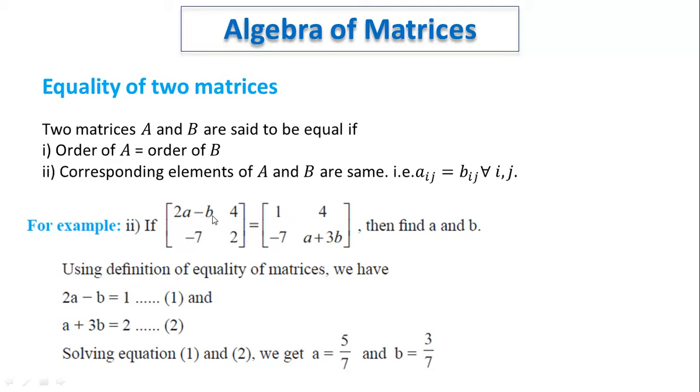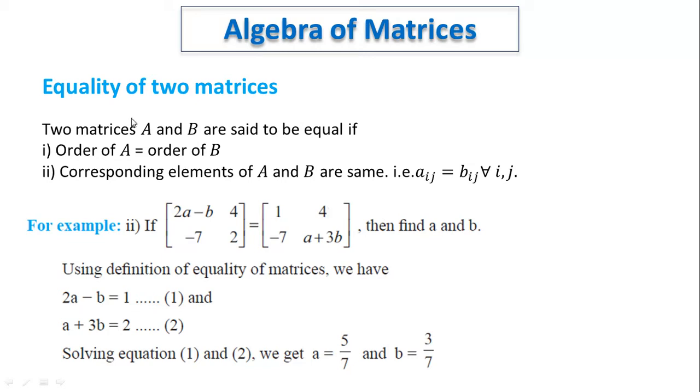Means this element is the same as this element. See here, 4 is the same as 4, minus 7 is the same as minus 7. So that's why 2 is the same as a plus 3b. Then the question related to this is, find a and b.